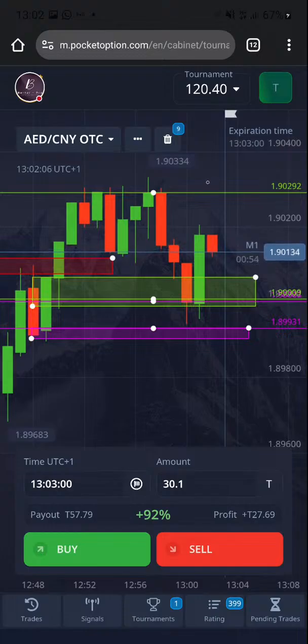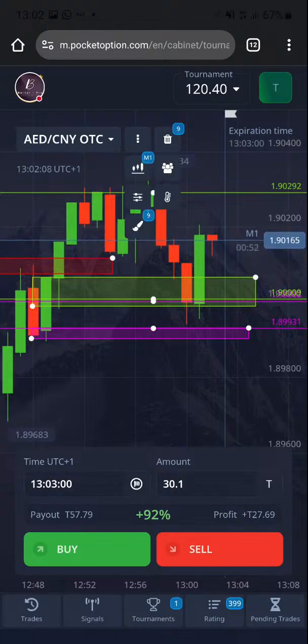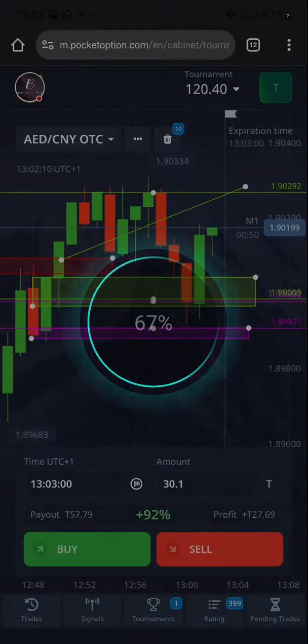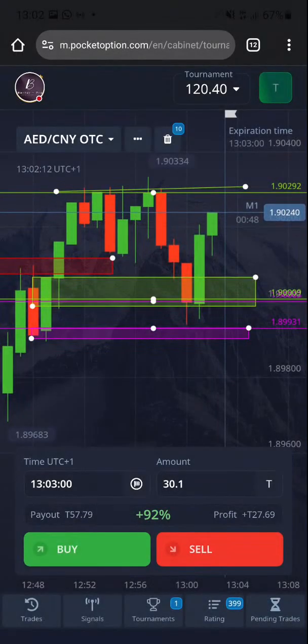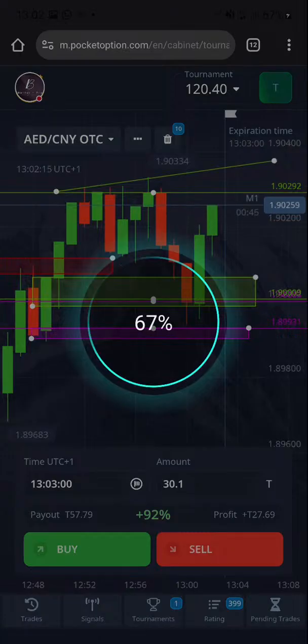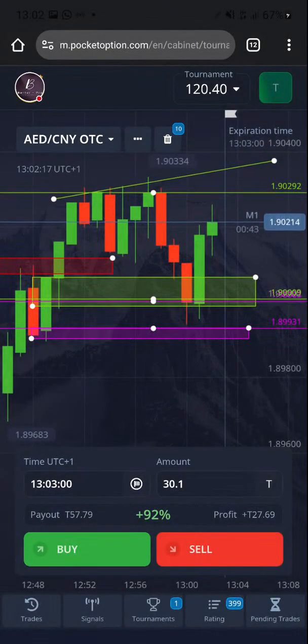If it closes up here, we can still take the trade, but we need to be very careful and combine with other reasons. We will need to be careful and find other reasons.